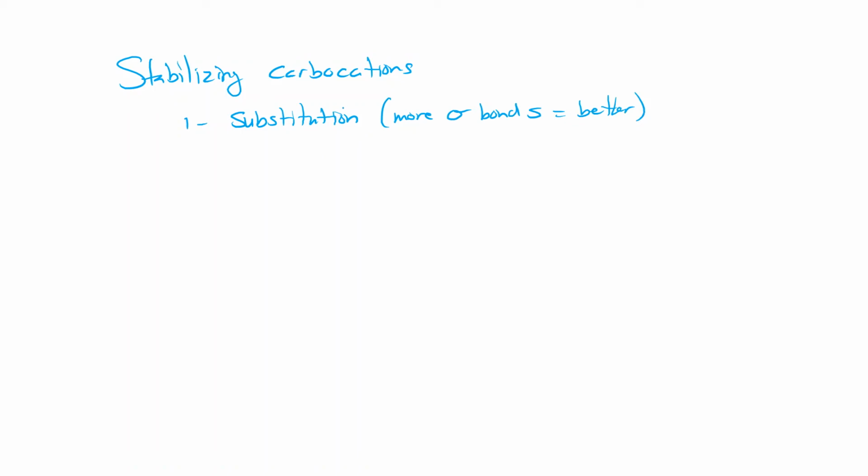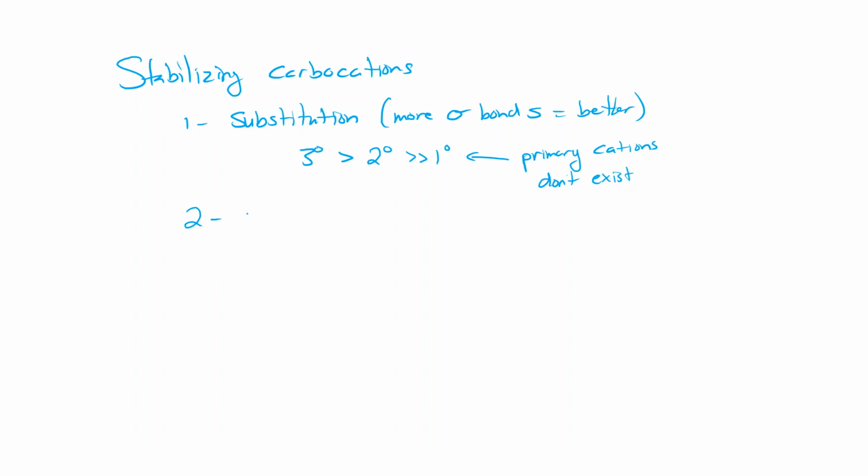And so a tertiary carbocation is going to be more stable than a secondary carbocation, which is going to be much more stable than a primary carbocation. Primary carbocations don't really exist, so we're almost always going to be making secondary or tertiary carbocations instead.